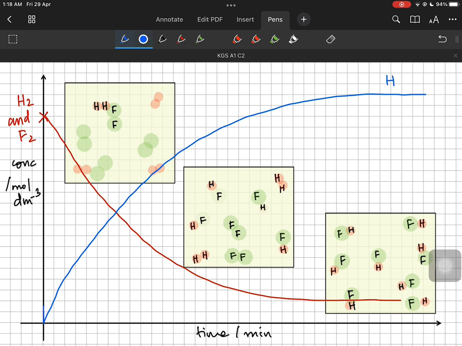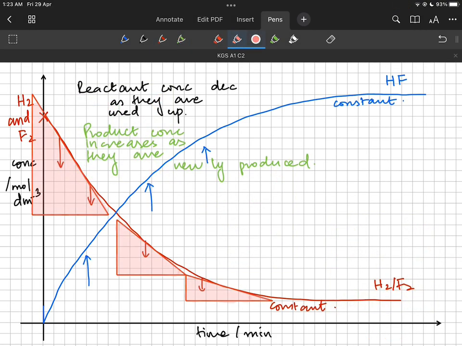HF, hydrogen fluoride, is a product, its concentration will gradually increase and then it will become constant after reaching a maximum value. While the concentration of hydrogen and fluorine will decrease with time. It decreases with time because they are reacting. Let me write it over here. H2 and F2, yeah, their concentration decreases with time and then it becomes constant.